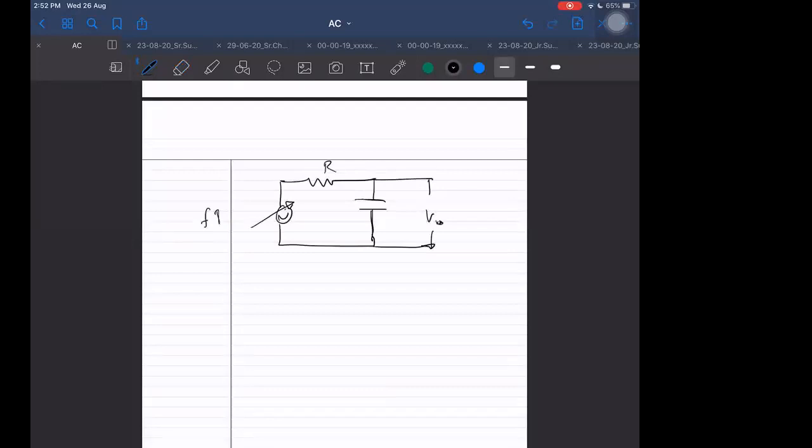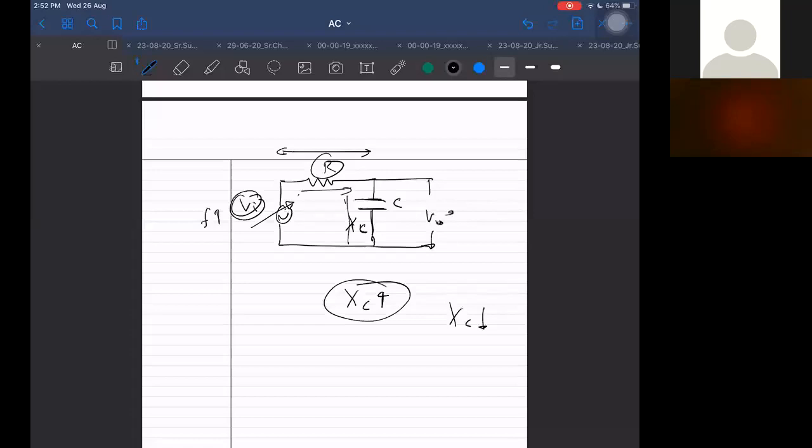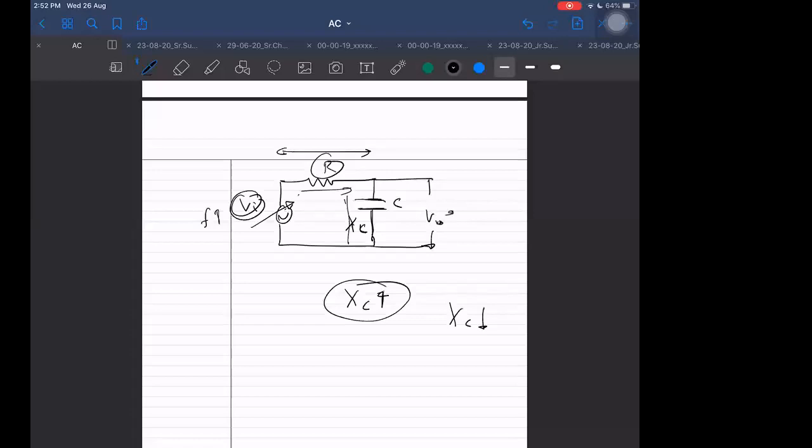In this case, R is fixed, it cannot change, but XC can change. If I increase XC, then a larger share of the input voltage will reach the output. But if I reduce XC, then more share will go towards the resistance side, because the voltage gets divided between R and XC according to which is more. So we can change the output voltage depending upon the frequency of the input signal.